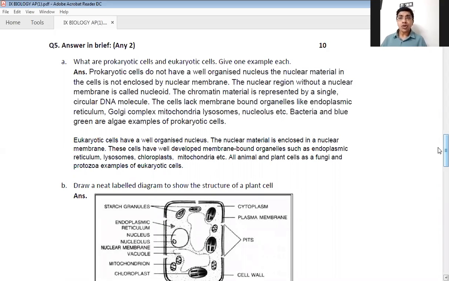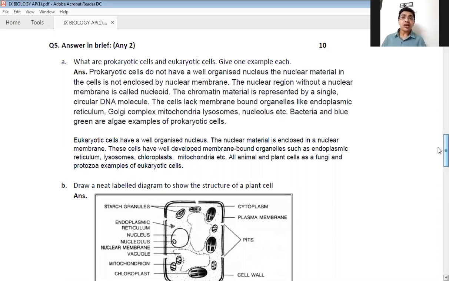The nuclear region without a nuclear membrane is called a nucleoid. We don't call it a nucleus, but it is like a nucleus, so we call it a nucleoid. The chromatin material is represented by just one single circular DNA molecule. So when I talk about the genetic material, it is just one chromosome, one single circular DNA molecule, right?